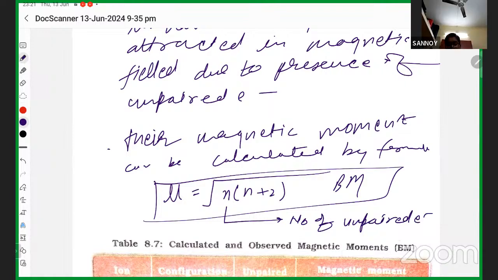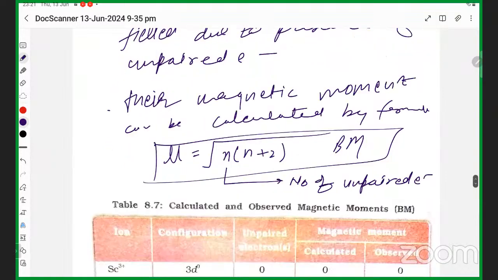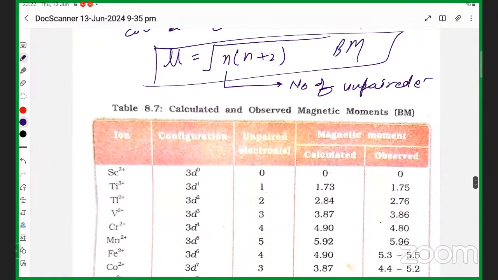Now here you see, scandium 3+ is 3d0, yes or no? So the number of unpaired electrons is 0, so the value of this will be 0. Can you understand?